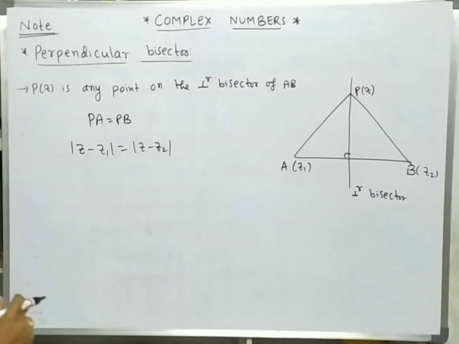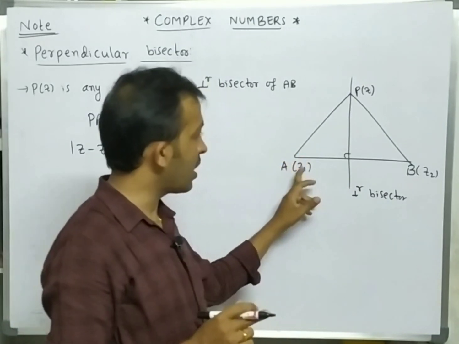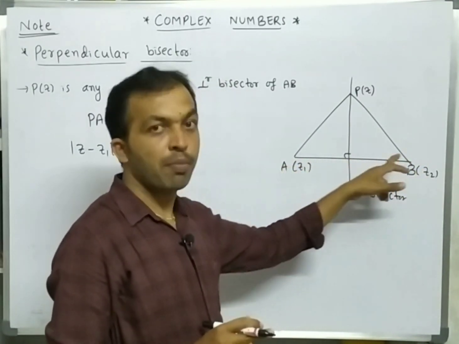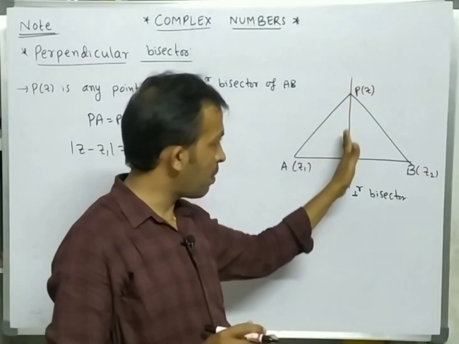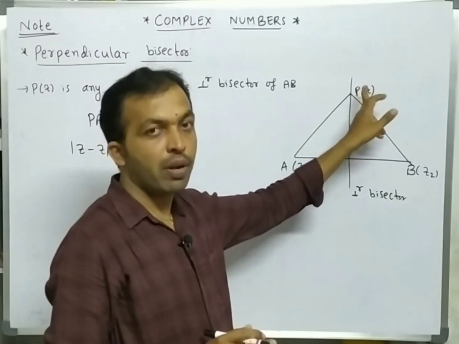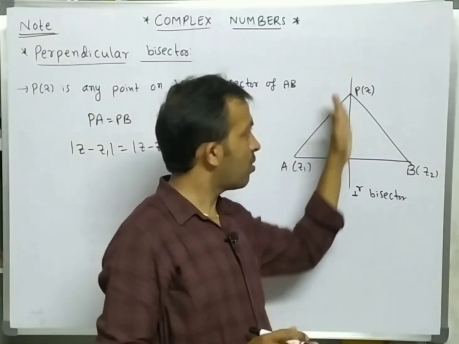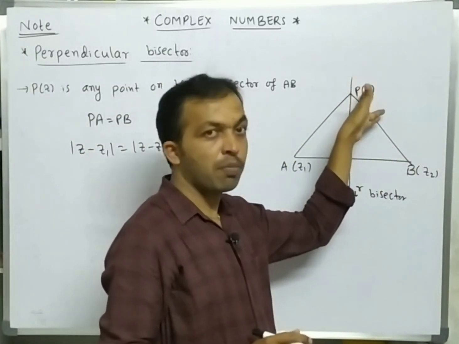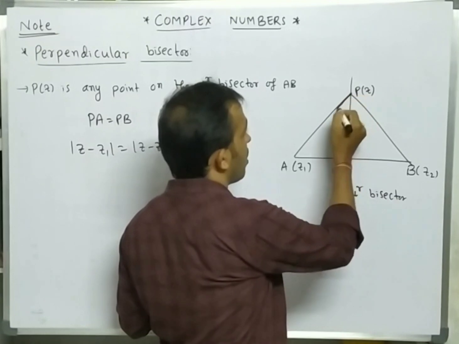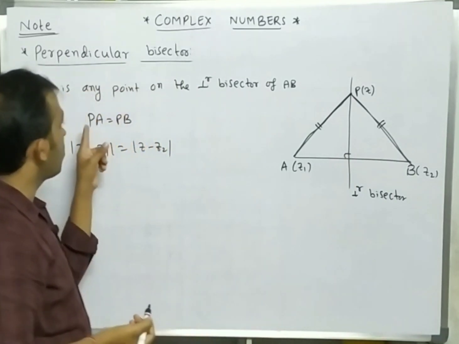The next topic is the perpendicular bisector of the line joining two complex numbers. Let A(z1) be one complex number and B(z2) another. This is the line segment joining A and B, and this is the perpendicular bisector. I take P(z) as any point on the perpendicular bisector of AB. As it is the perpendicular bisector, the observation is that distance PA is equal to distance PB.